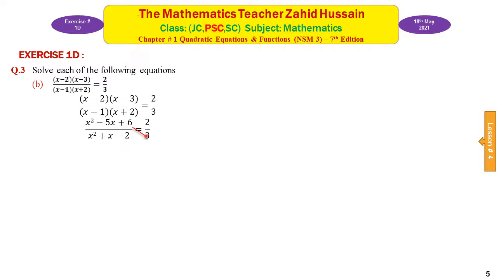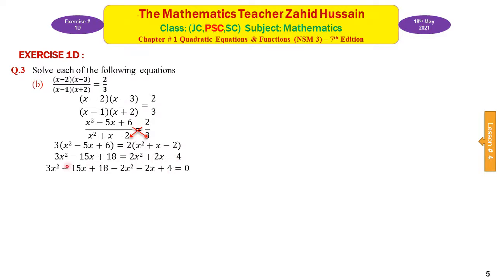Now cross multiply. X square minus 5x plus 6 with 3, and 2 with x square plus x minus 2. Multiplying, we will get 3 into x square minus 5x plus 6 equals to 2 into x square plus x minus 2. Now remove these two brackets. Multiply 3 with each term of the first bracket, x square minus 5x plus 6. We will get 3x square minus 15x plus 18, and multiply 2 with x square plus x minus 2. We will get 2x square plus 2x minus 4.